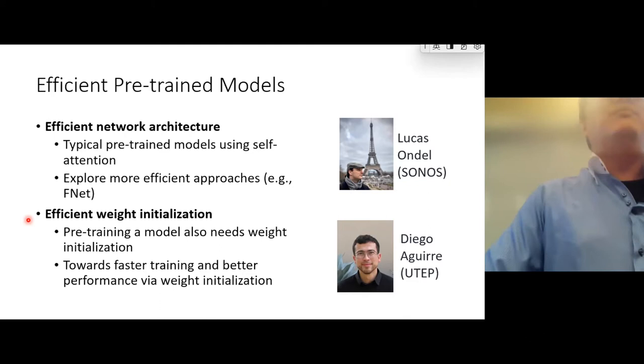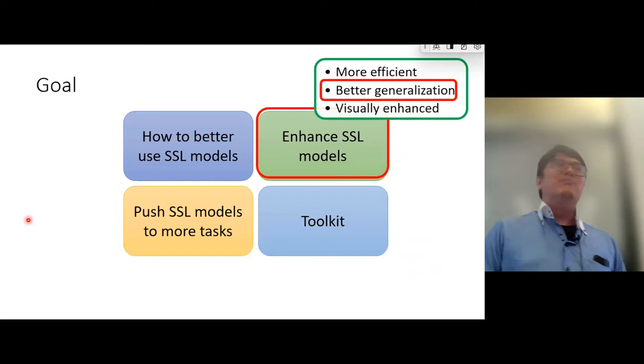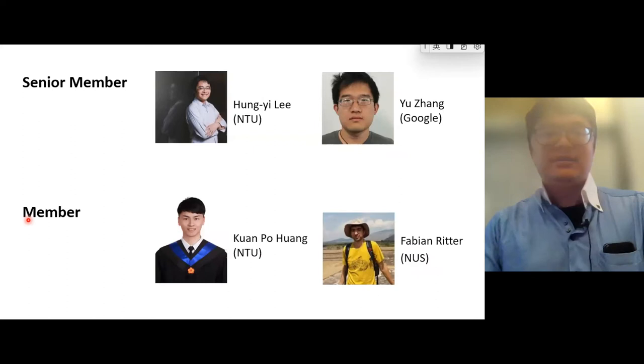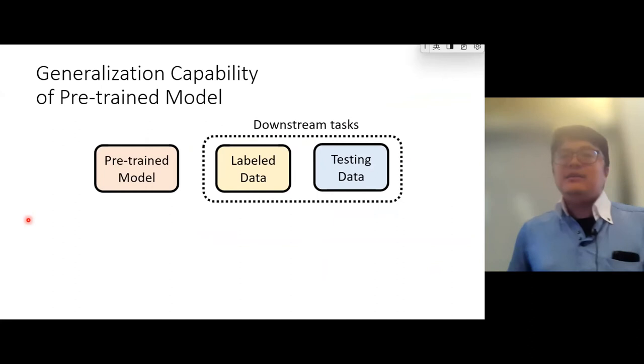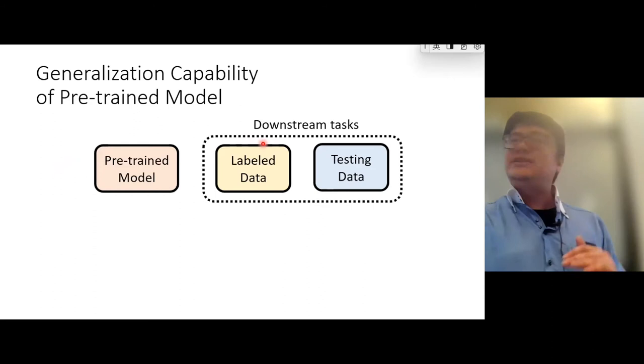Let's move to the second aspect, making the model more generalized. The senior members in this research effort are me and Yu Zhang from Google. Here is what we are going to explore. As you know, in pre-training, you have a pre-trained model and you have a downstream task. In the downstream task, you have some labeled data and some testing data.